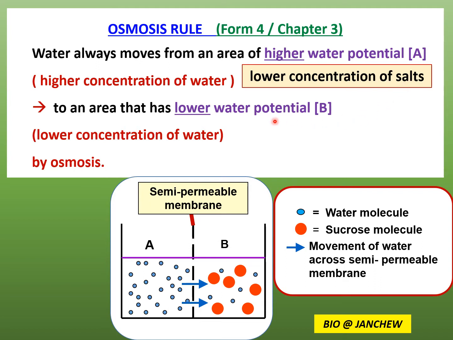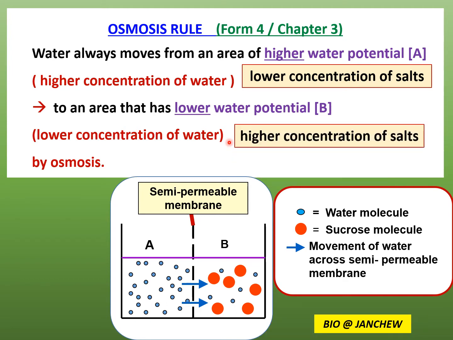Alright. Now, if the region has low water potential or low concentration of water, it means that it has higher concentration of the salts or the solutes. Right? So the concentration of water and the concentration of salts are just like the opposite of each other. If you have higher concentration of water, you will have lower concentration of salts compared to another solution. Okay?